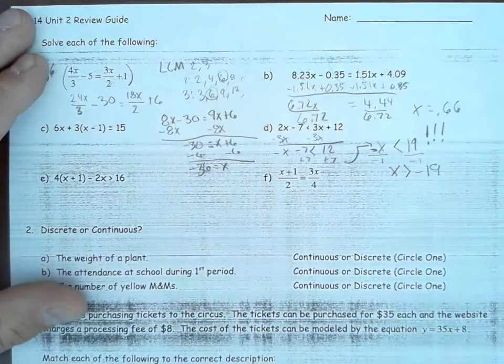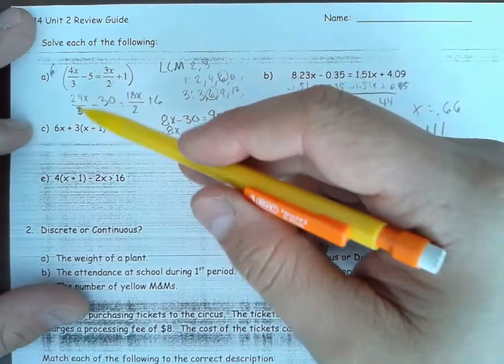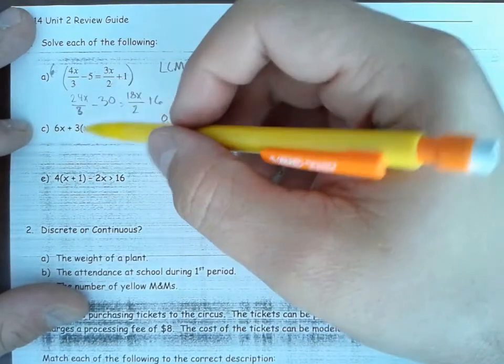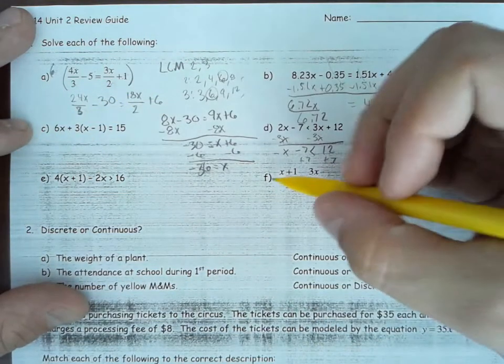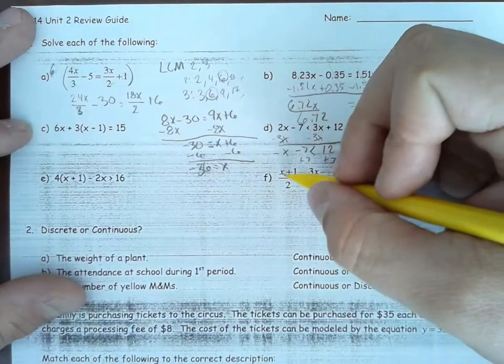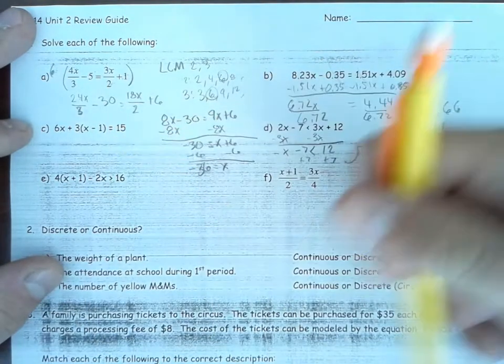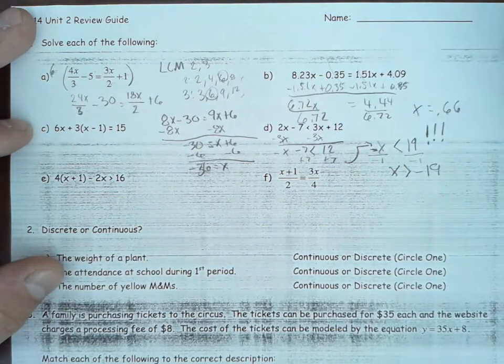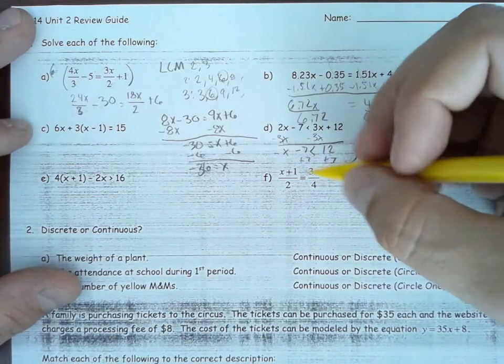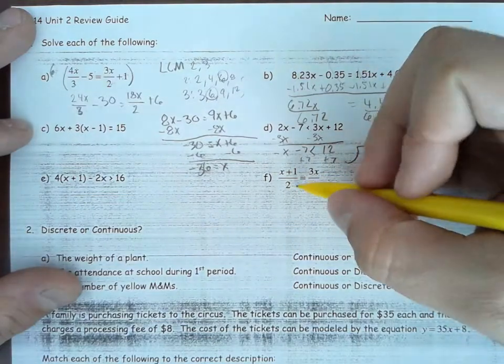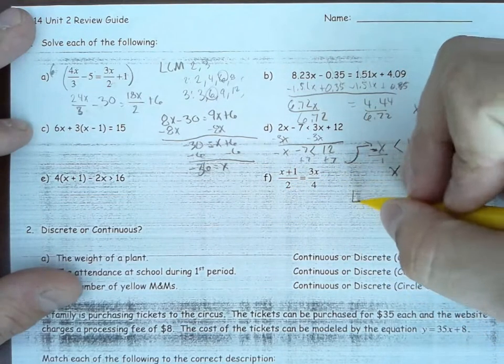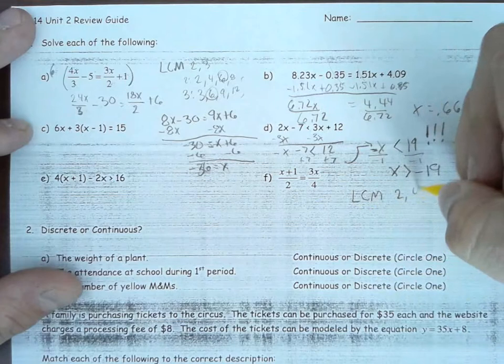C and E are basically the same with distributive property. There's not much new to that. Let's make sure we look at F. If we want to get rid of the fractions, and I'll have the full notes as a key, but I want to go over the big pieces in the video. So 2 and 4, we want to get rid of that. So find the LCM of 2 and 4.